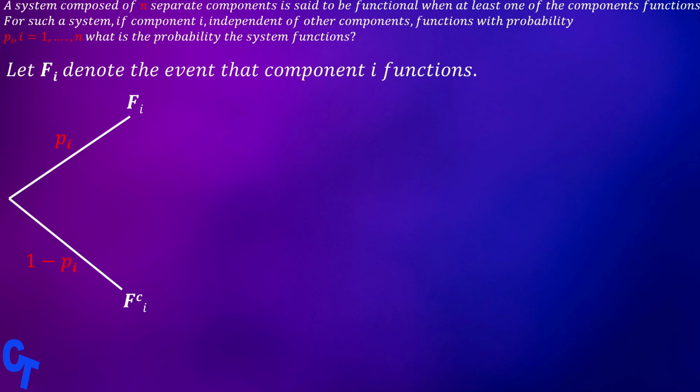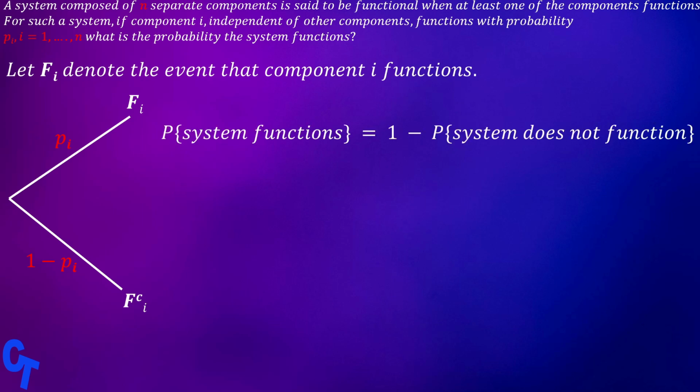So from our question, we know that the probability that the system works is equal to 1 minus the probability that the system does not work. If the system does not work, that means none of the components is working. That means F1 is not working. So what is going to happen when the system does not function? We said Fi is the event that component i is functioning. So if component i is not functioning, that means we're going to have component 1 not functioning, component 2 not functioning, component 3 not functioning, component 4 up to component n.